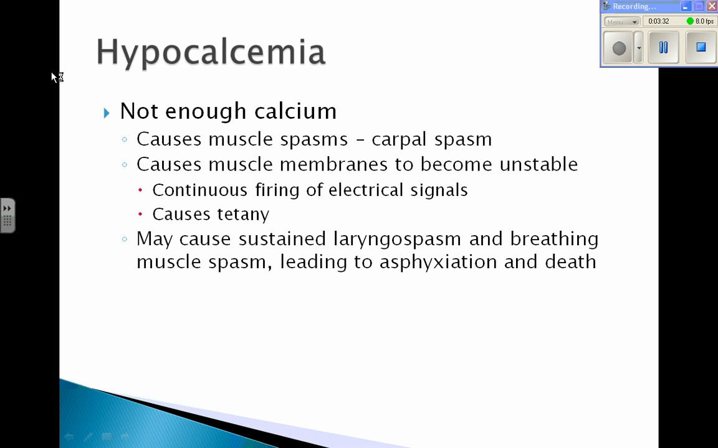Now, a condition called hypocalcemia can develop where a patient does not have enough calcium. It causes muscle spasms, called carpal spasm as an example, and causes the muscle membrane to become unstable, potentially causing continuous firing of electrical signals rather than allowing the whole system to reset. A tetany, or a sustained muscle contraction, can also take place. It may also cause sustained laryngospasm and breathing muscle spasm leading to asphyxiation and death.